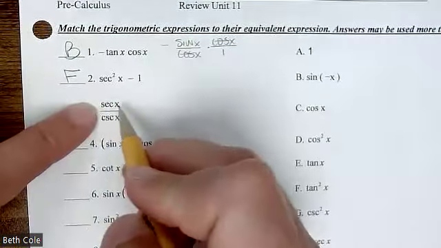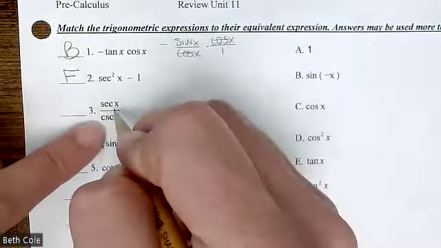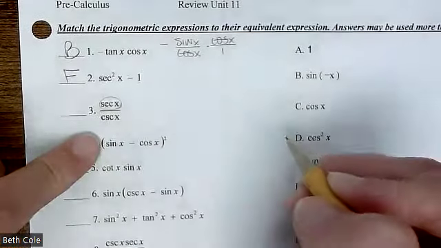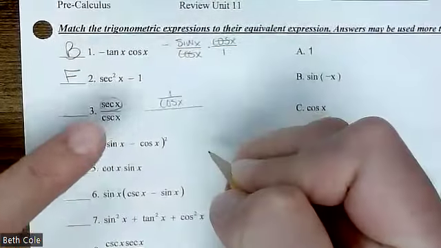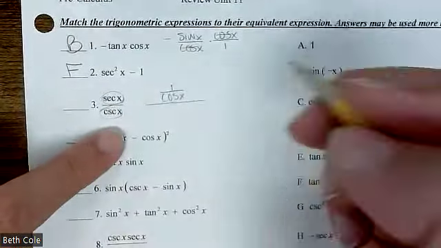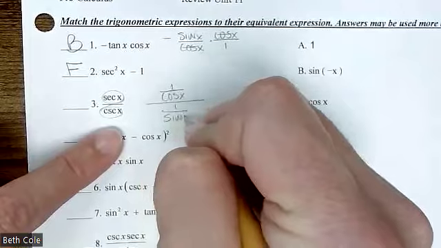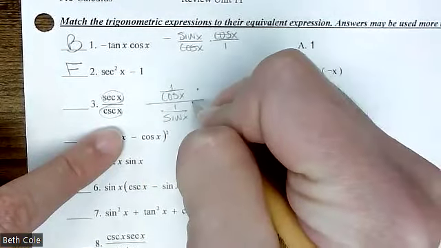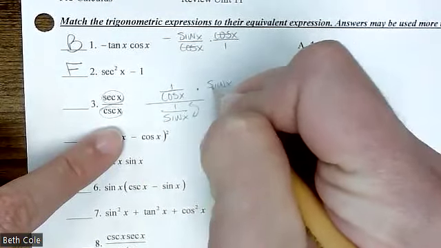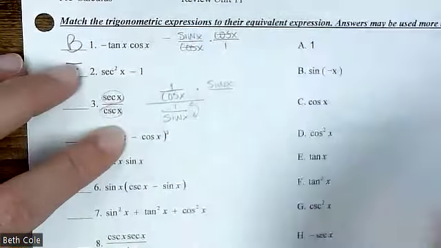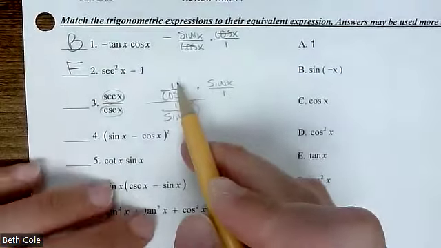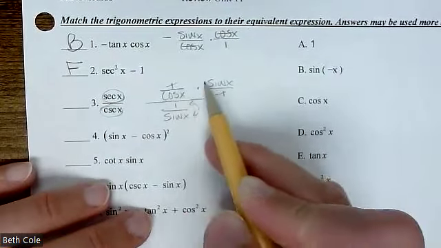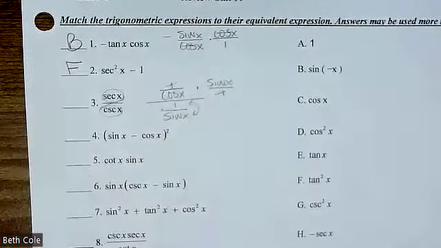What can you replace secant with? We're going to do a replacement. 1 over cosine, big fraction bar. What can you replace cosecant with? 1 over sine. And so I'm going to multiply by the reciprocal. And nothing cancels. Well, I guess you could view it like the ones cancel, but you end up with sine over cosine, which is going to be tangent. So E for that one.